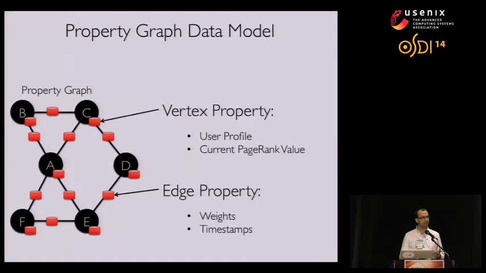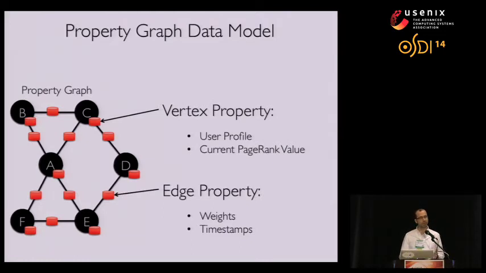So in a graph processing framework, we think of graph structured data as a property graph, a graph which has properties attached to each vertex and each edge. You can think of these properties as the PageRank of a page or the user's profile, and the edge properties correspond to weights or maybe timestamps for that relationship.